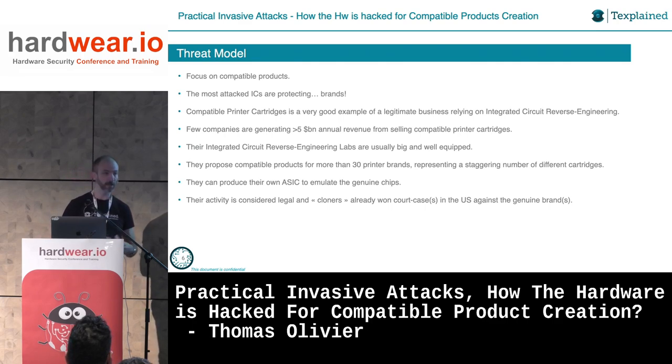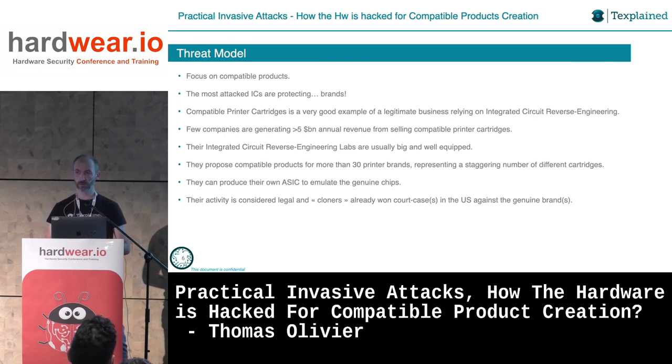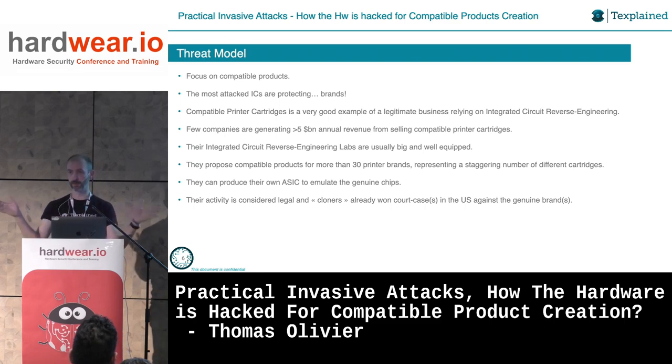And they have labs. When you will see my lab, you have to consider that this is a very small lab, right? The cloners have 30 times more machines than I do and people and so on. So it's not fair competition. They propose compatible products for mainly all of the brands of printer. And they are so big that they can produce their own ASIC, right? So they have one chip that emulates them all, right? So I think it's a very decent activity.